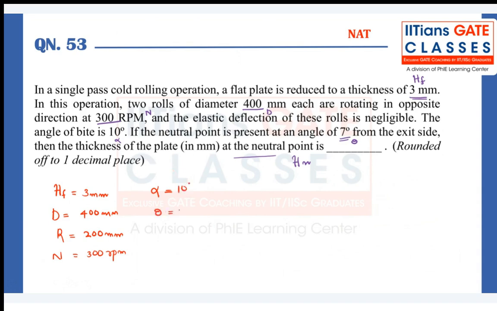Now theta is equal to 7 degrees, from the exit side. Now what we need to find? We need to find HN. Clear, everybody? Hope you understand. So for that, we will use the diagram to solve this question. Have a look at this, guys.